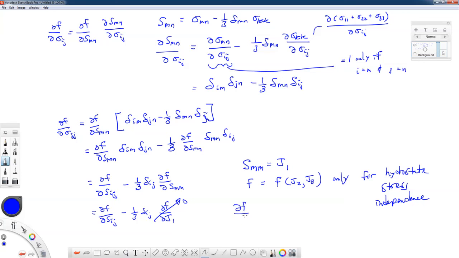Partial derivative of f with respect to sigma ij will end up being the same as the partial derivative of f with respect to Sij. In other words, under these conditions, the unit normals of the yield surface expressed either in terms of deviatoric stresses or in terms of regular stresses are going to be the same.